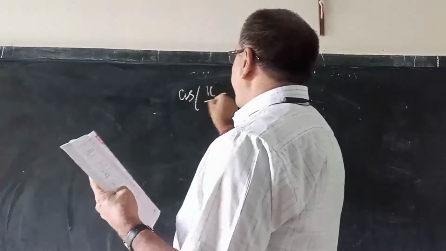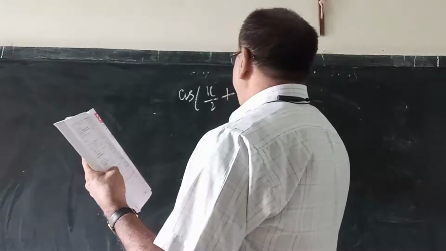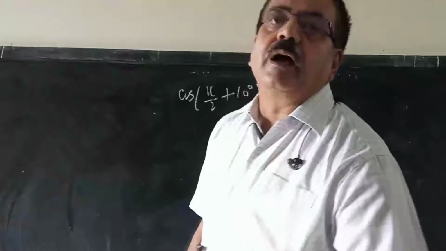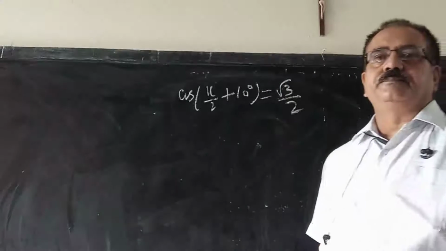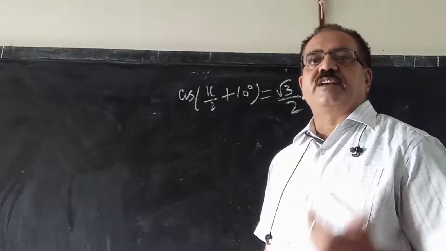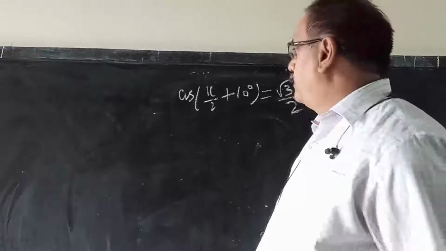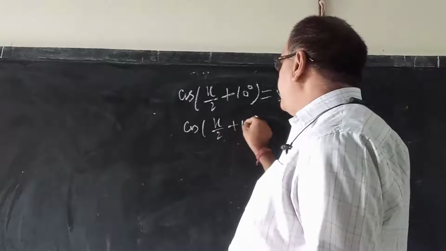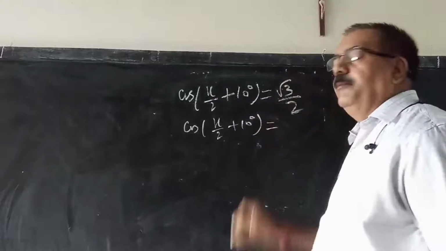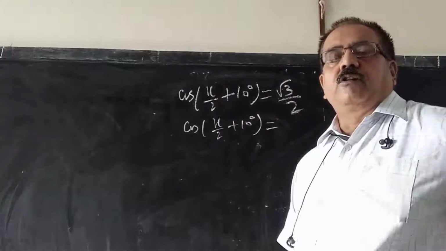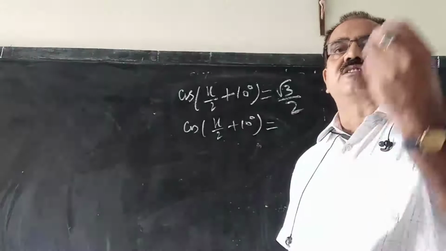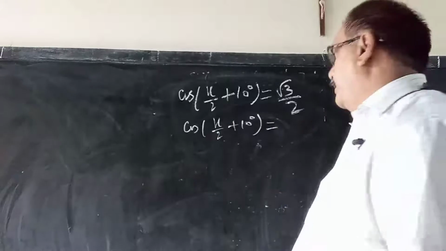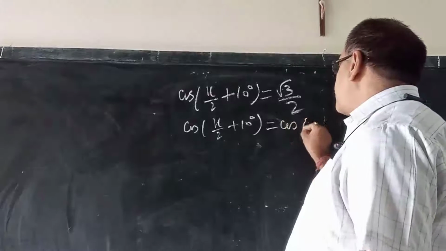Cos (x by 2 plus 10 degree) is equal to root 3 by 2. Again here we have to find the value of x. Same process, same rule. We will put the value. Here cos x by 2 plus 10 degree. Now we will put the value of cos in which degree it is coming root 3 by 2. Then we know cos 60 degree is root 3 by 2. So write here cos 60 degree.